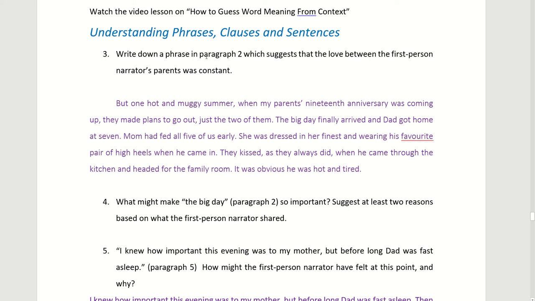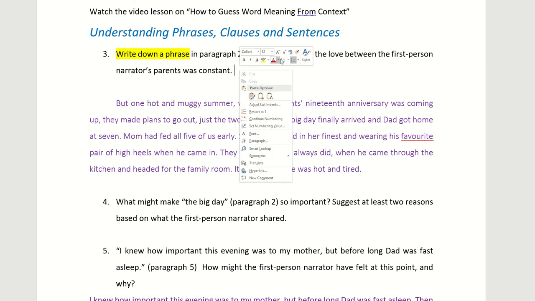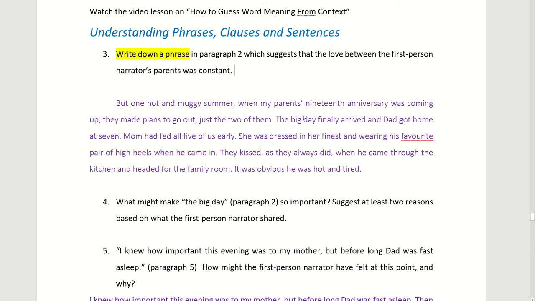Write down a phrase in paragraph 2 which suggests that the love between the first person narrator's parents was constant. Okay, so in terms of the question type, what is the question type? Analyze the question. Write down a phrase. What is this question type? So the question type, sorry, maybe I should type in a different color. Okay, so the question type is quotation question.